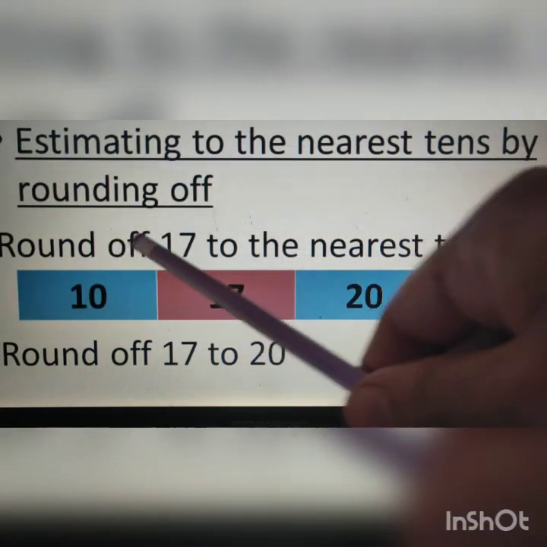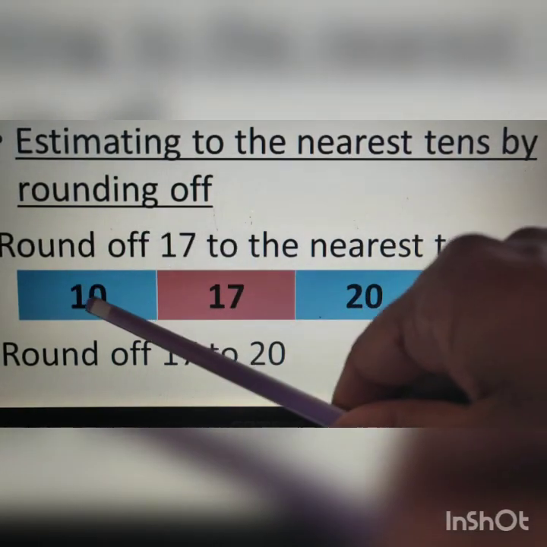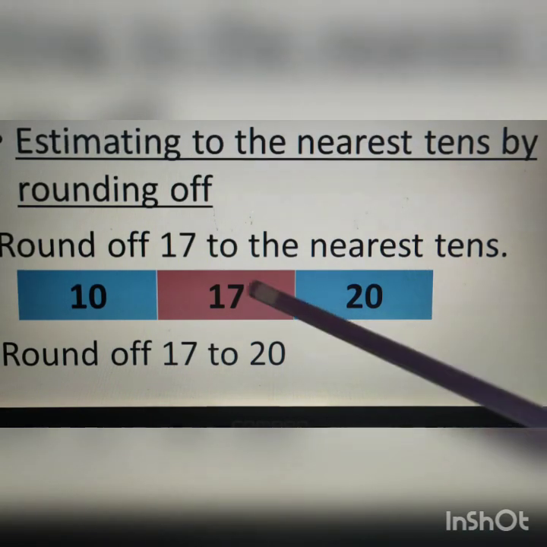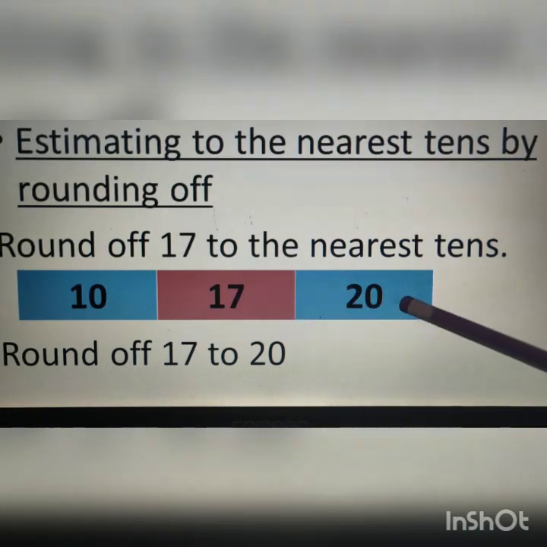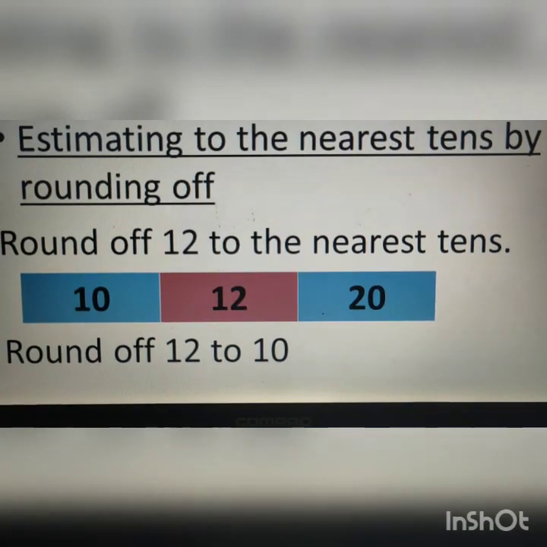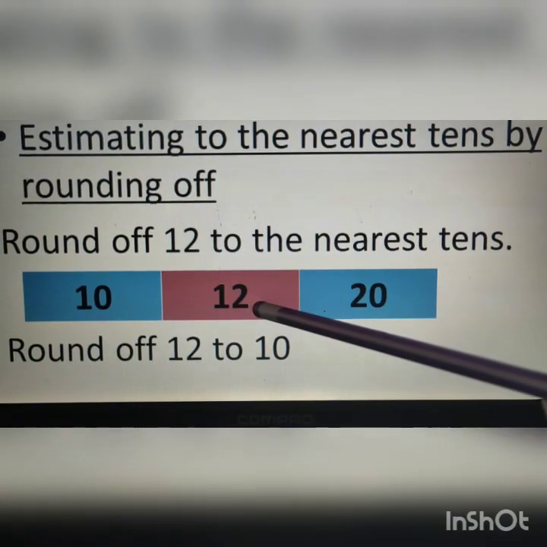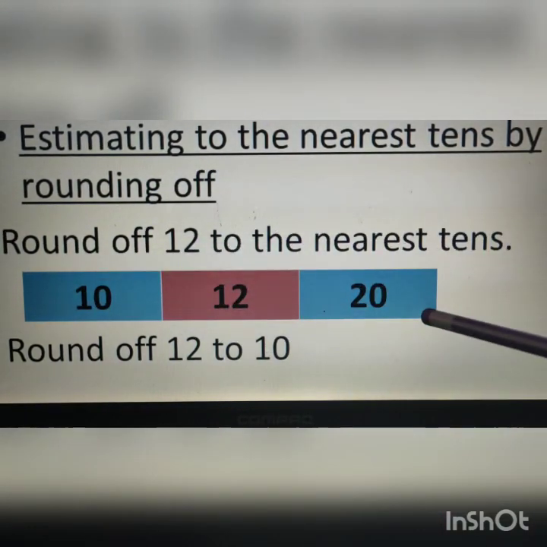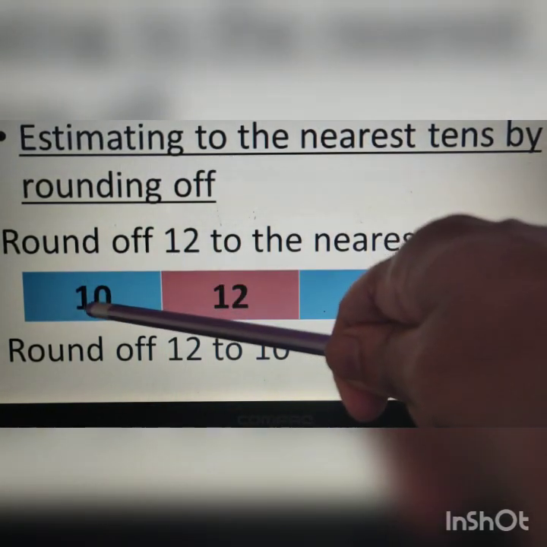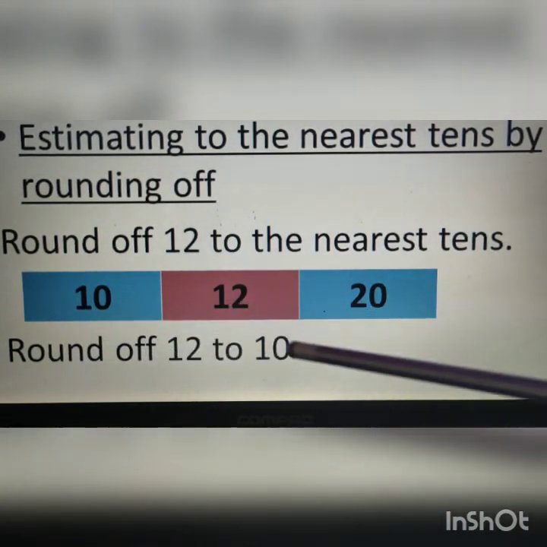Let's start estimating to the nearest tens by rounding off. Example, round off 17 to the nearest tens. We know 17 is between 10 and 20 and 17 is closer to 20 than 10. So we will round it off to 20. Example number 2, round off 12 to the nearest tens. We know 12 is between 10 and 20 and 12 is closer to 10 than 20. So round off 12 to 10.